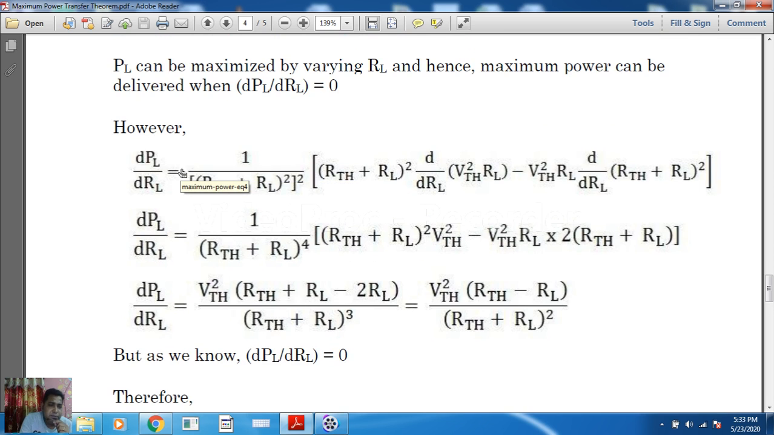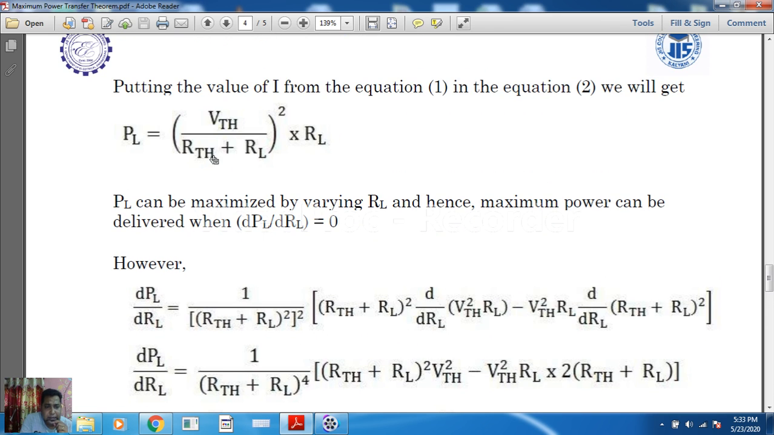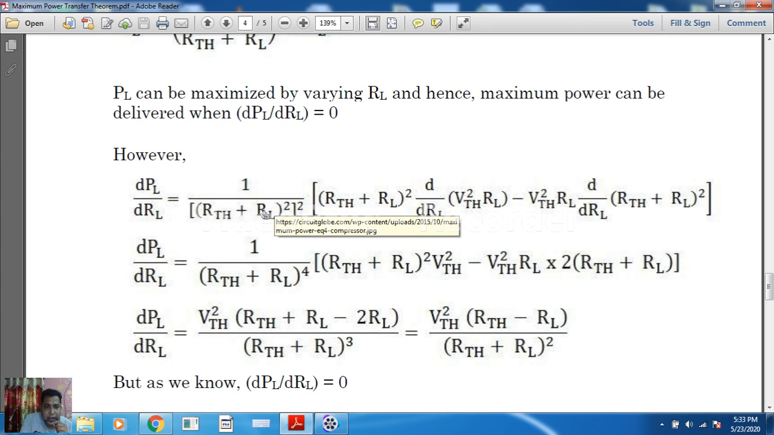So now we do the derivation using the mathematical concept of the derivative of A by B. If we do that, dPL by dRL is equal to, first, B square. Here B is RTH plus RL whole square, and its square again, so that is RTH plus RL to the power 4.